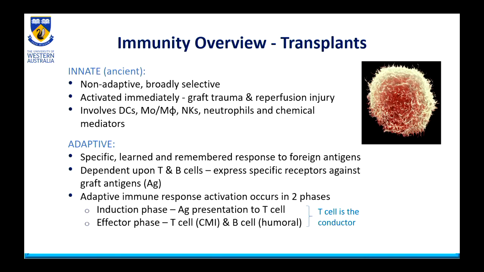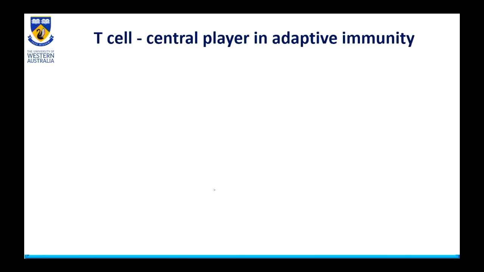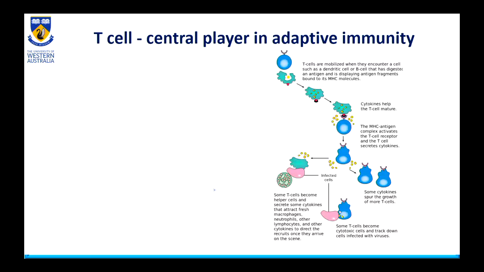And of these adaptive immune responses, really, the T cell is the regulatory cell. It's all about the T cell. I work on B cells research-wise. Everyone tends to forget about the B cell because they all talk about T cells, but T cells in this case are very important. The T cell is a central player in adaptive immunity.